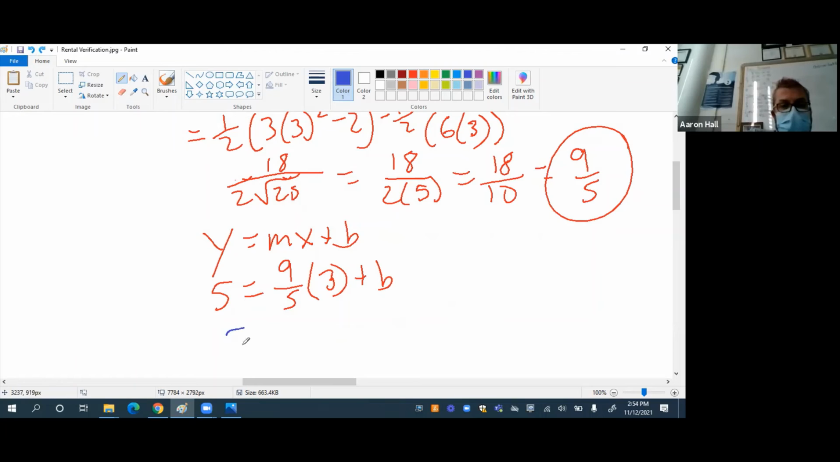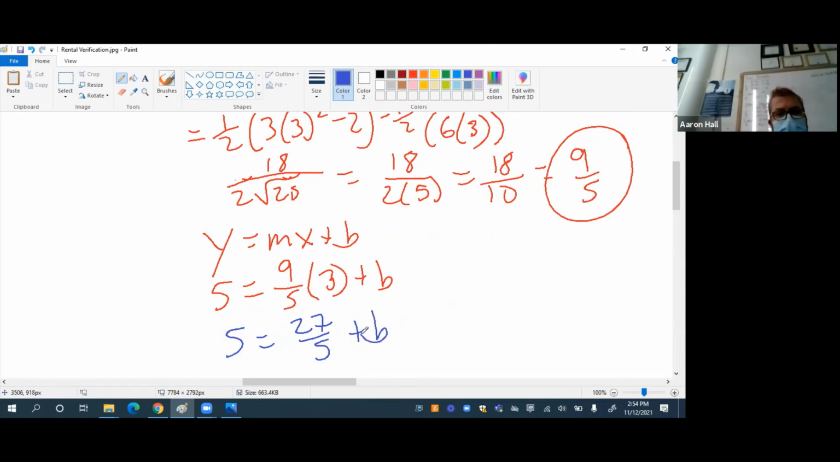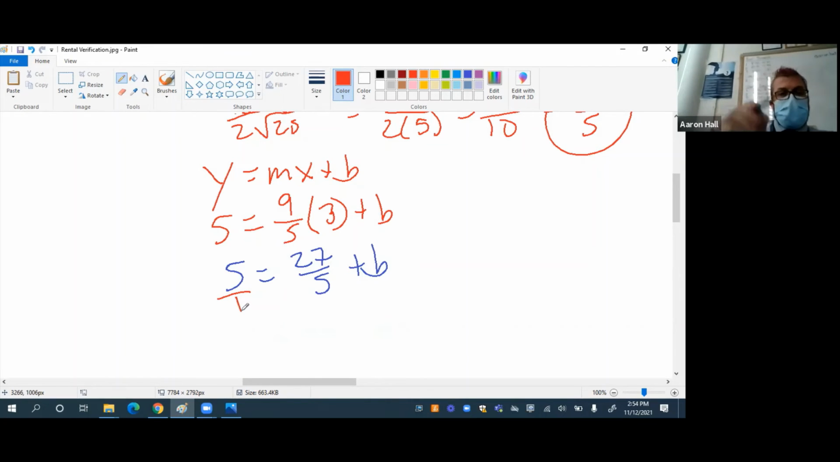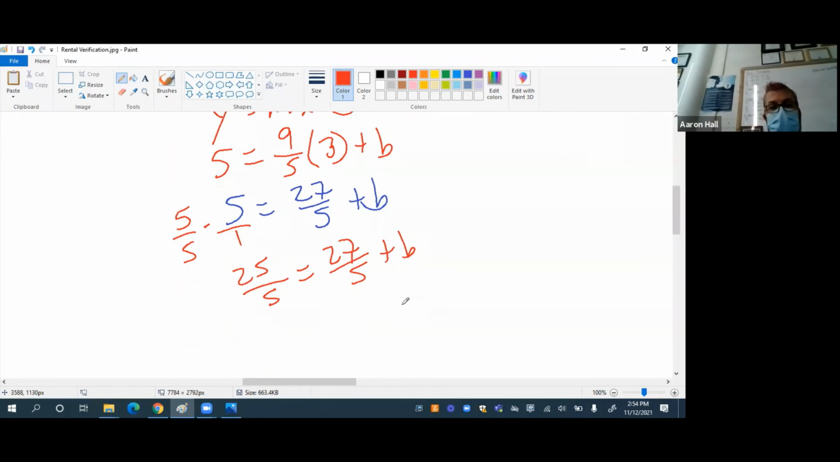Okay, so that gives us 5 equals 27/5 plus b. When we subtract fractions, we have to have what? The common denominator. So we're going to multiply by what over here? Yeah, 1 in the form of 5/5. That gives us 25/5 equals 27/5 plus b. So b equals what?